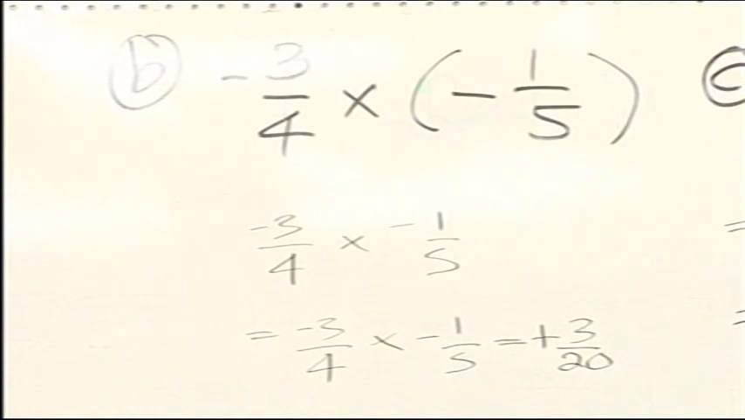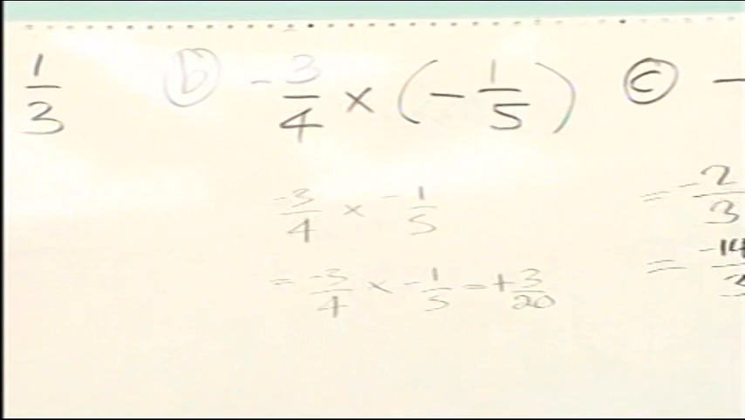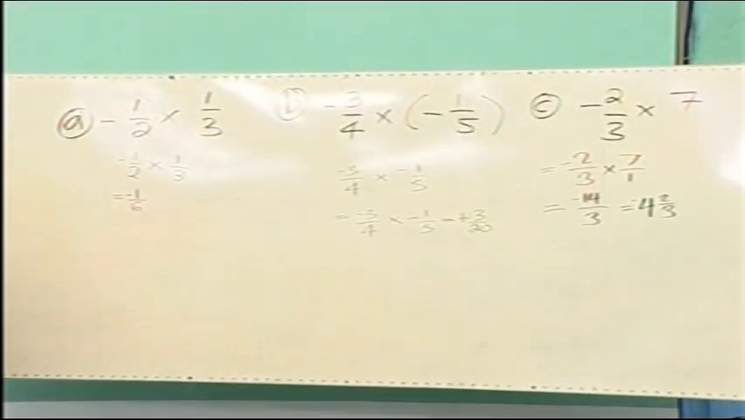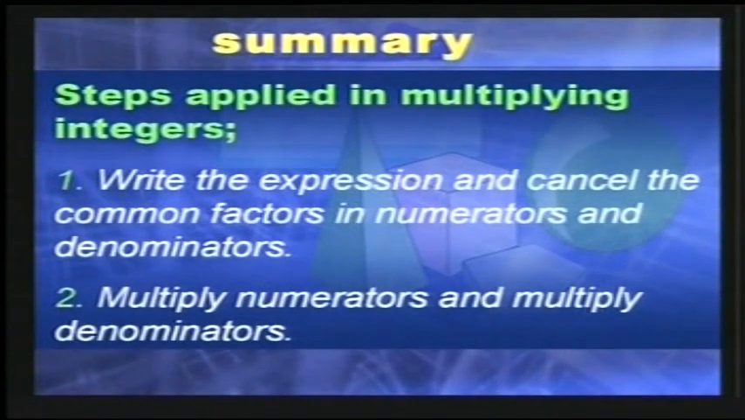7s and receiving students, by now you should know how to multiply directed number fractions, okay, by using the rule of multiplying directed number fractions. With that, class, let's look at the summary of today's lesson. Today's lesson summary is we are going to look at the steps involved in multiplying, not multiplying integers, but multiplying directed numbers. When you are multiplying directed numbers, you are to firstly write the expression and cancel the common factors in numerators and denominators. Second, you are going to multiply numerators and multiply denominators. Those are the 2 main points you have to remember when you are multiplying directed numbers.